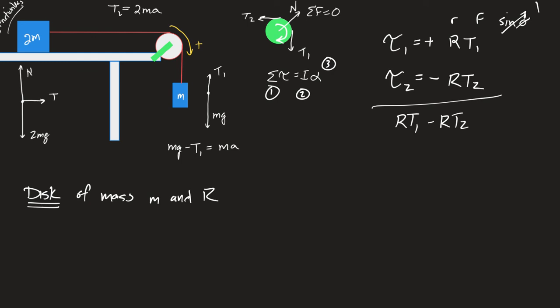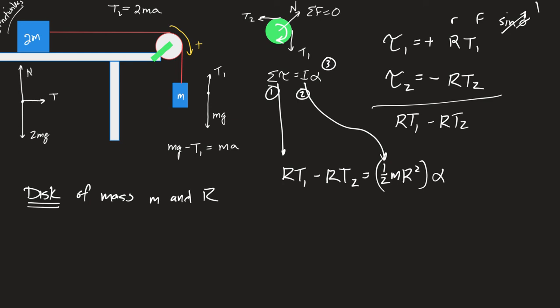And so step 3 means assemble Newton's second law. Assemble means net torque, RT1 minus RT2 equals, put in the moment of inertia, 1/2 mr squared, and then multiply by alpha. All right. I've dealt with the pulley.